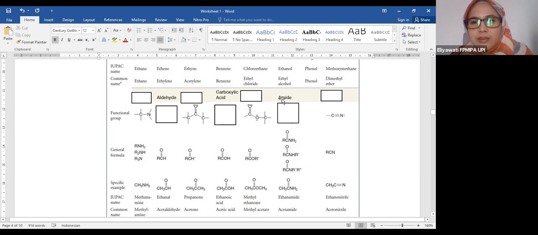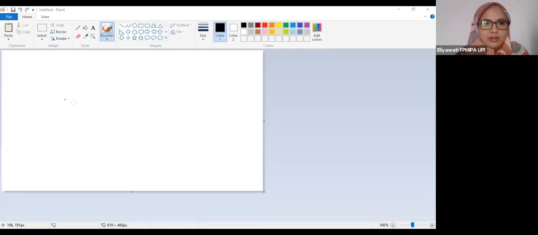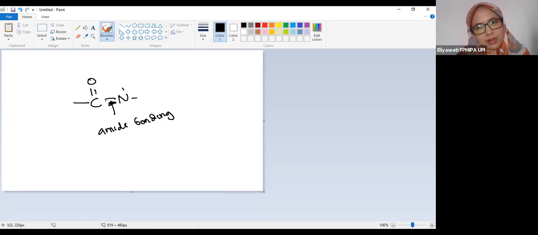Because the amide bonding is between this one, I will write it down. There is what is called the amide bond, so an amide compound should have CO and also N. This bonding we call amide bonding.